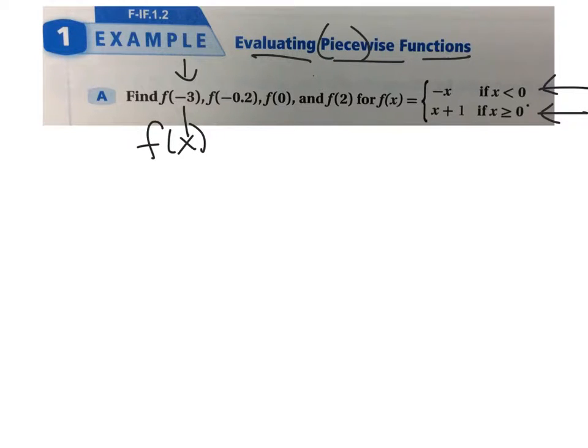So what it's saying is, whenever you have an x, you're going to plug in -3 for it. Or whenever you have an x, you're going to plug in a -0.2 for it. And so forth with 0 and the 2. So we're going to evaluate these with these particular functions to the right with the domains. Alright, so first of all, let's look at this one right here.